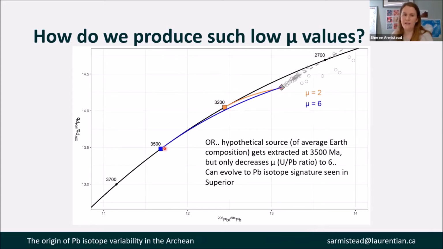In a similar way, we could have a source that was sequestered at 3.5 Ga. We don't need the mu now to be as low. So say a mu of 6 here, this would also project to the signatures we see at Superior. Or another alternative, we could have something at around 3.7. It only needs to reduce the mu to around 7.5, and that would also produce what we see in Superior.